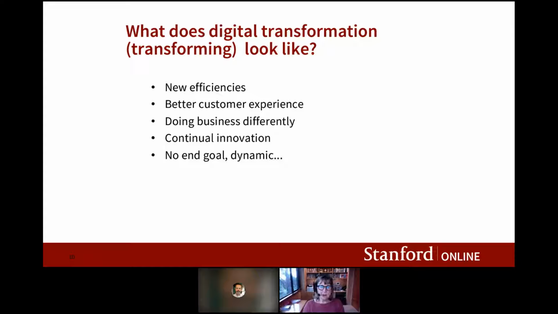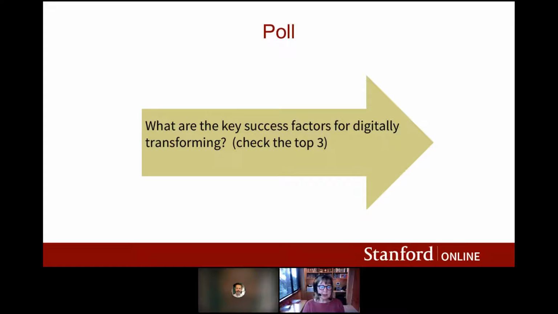All right, so one additional poll. From your perspective, what are the key success factors for digitally transforming?